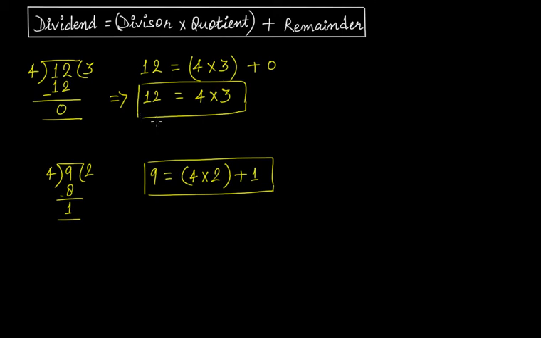That's important. Okay. 9 divided by 4 will give you the quotient 2, but it will give you a remainder. It will give you the remainder 1. Now 9 is equal to divisor, that is 4 multiplied by quotient, that is 2, plus 1. Okay. Now in this case, 4 is not a factor of 9 because when you divide 9 by 4, you are getting a remainder. That's why 4 is not a factor of 9. Here 4 was a factor of 12, but here it's not a factor.